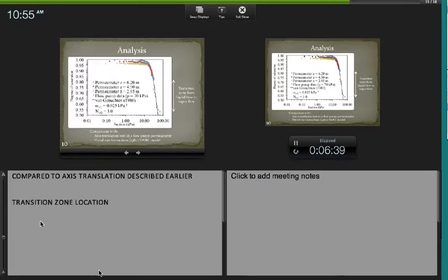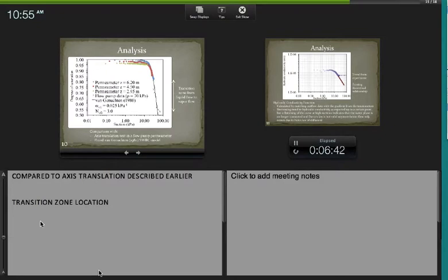And this is our data overlapped with data from an axis translational test that I was talking about earlier. And the trend is pretty similar, as you can see. And the point of transition from liquid flow to vapor flow normally occurs in this zone here.